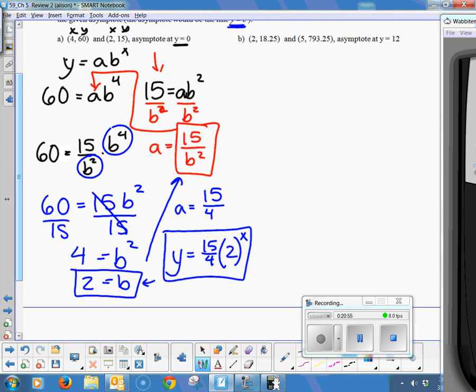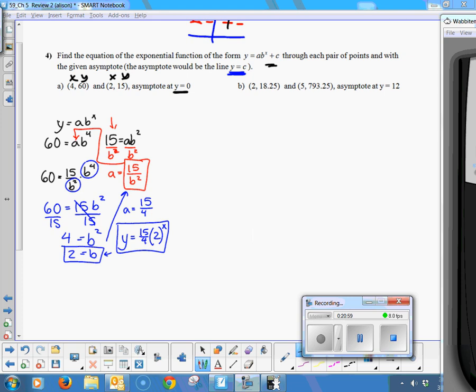The next one's going to be a little bit gnarlier. Brace yourselves. And looking at all those decimals, I'm going to be pulling out the old calculator here. So we've got an x and a y and an x and a y, and they tell me an asymptote. So my basic equation now becomes this, not y equals. I'm going to plug in this point. 18.25 equals a times b to the x plus 12. Right, because they gave me plus 12 right there.